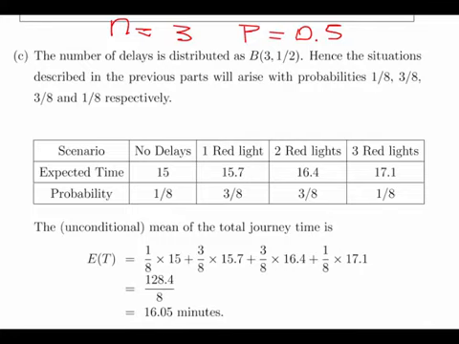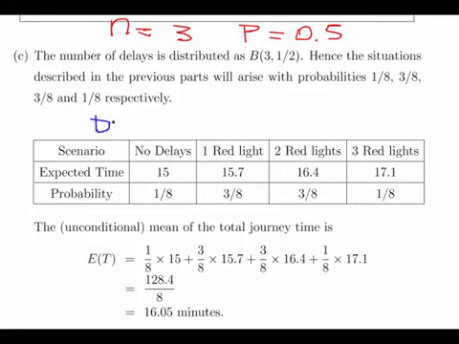So the probability of meeting no red lights is 1/2 times 1/2 times 1/2, so it's 1/8. There are 3 different ways that you can encounter 1 red light, 3 different ways that you can encounter 2 red lights, and 1 way that you can encounter 3 red lights. It's like a coin toss experiment. The probabilities of the 4 scenarios are 1/8, 3/8, 3/8, and 1/8 respectively. So where do we take it from there?